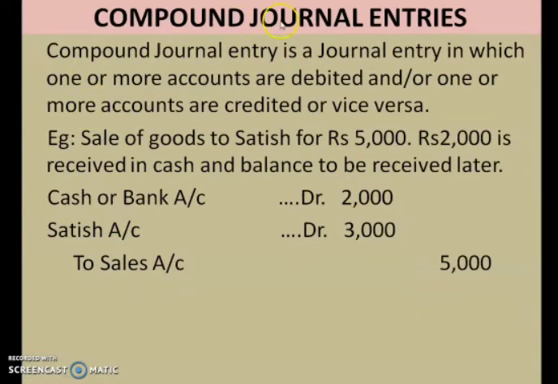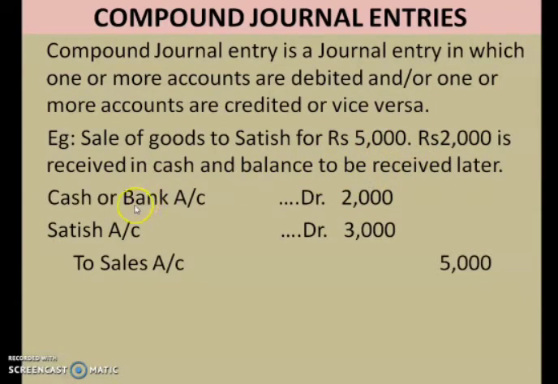And now, what is a compound journal entry? It is an entry in which one or more accounts are debited and one or more accounts are credited, or vice versa. Sale of goods to Satish for rupees 5,000. Rupees 2,000 is received in cash and the balance to be received later. So here we have a sale. We sold the goods to Satish for rupees 5,000 and we received 2,000 from him. So the balance is 3,000 that we will receive later.